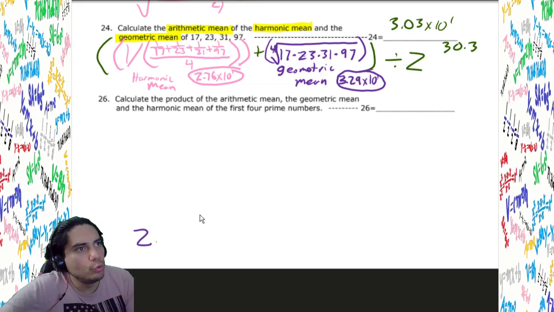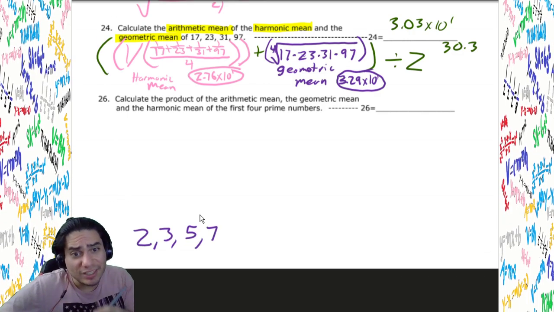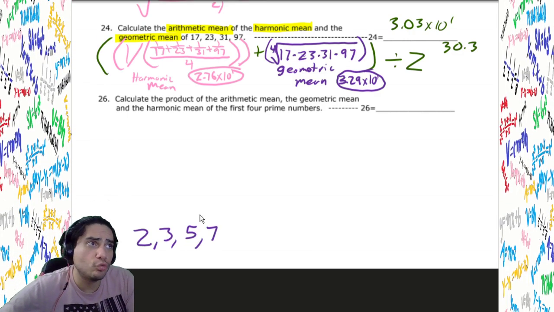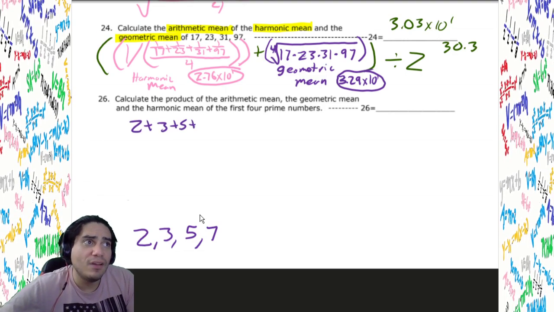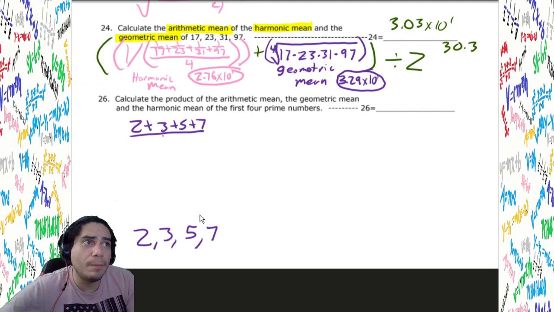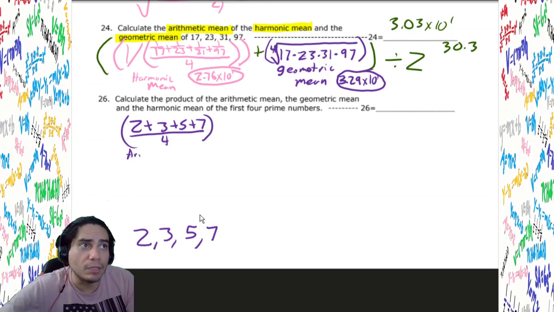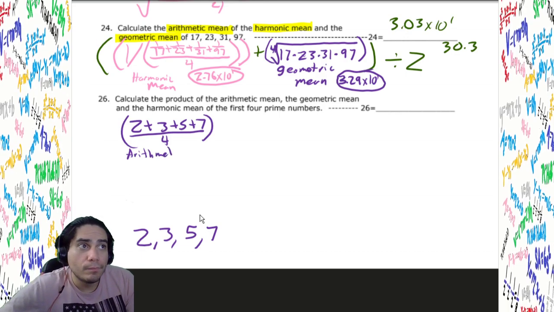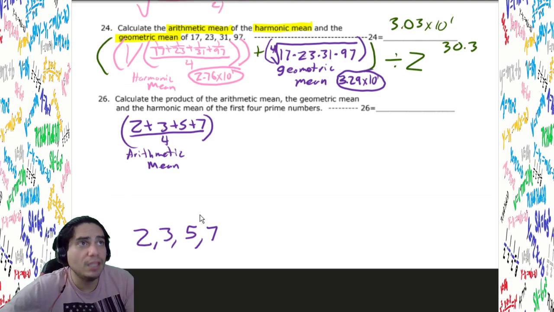We're going to use 2, 3, 5, and 7. Let's figure out the arithmetic mean, okay? So my first one is going to be 2 plus 3 plus 5 plus 7 divided by 4. That is the arithmetic mean, okay? We're going to get that.